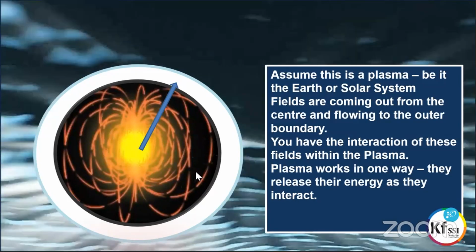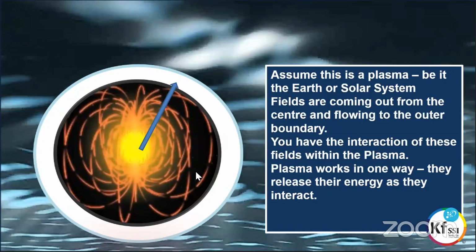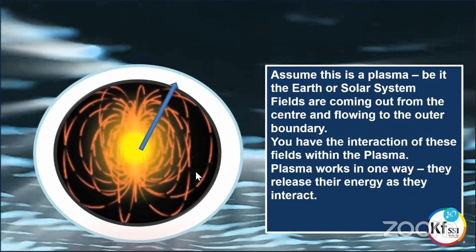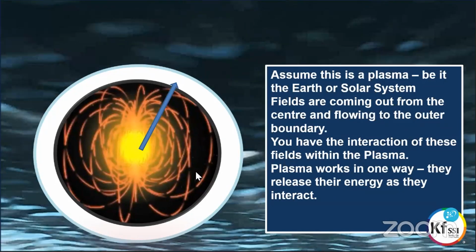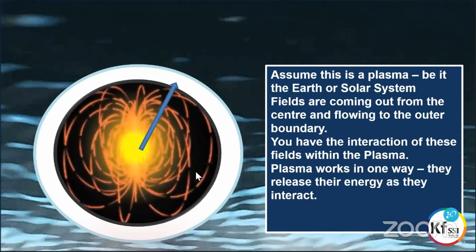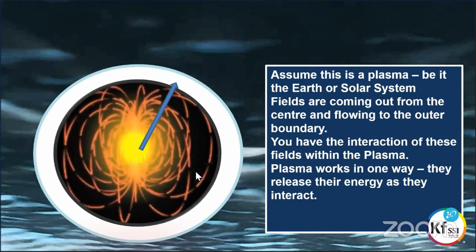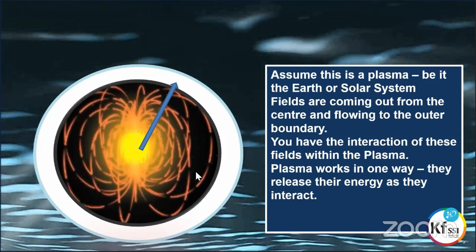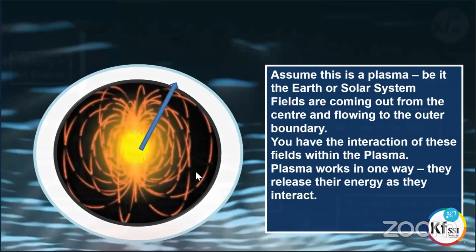Now, if we assume that this is a plasma, and it might be the Earth or a solar system, the fields are coming out from the center and flowing to the outer boundary. So you have this interaction of these fields within the plasma, and the plasma works in one way: they release their energy as they interact. Without that interaction, we don't have that release.